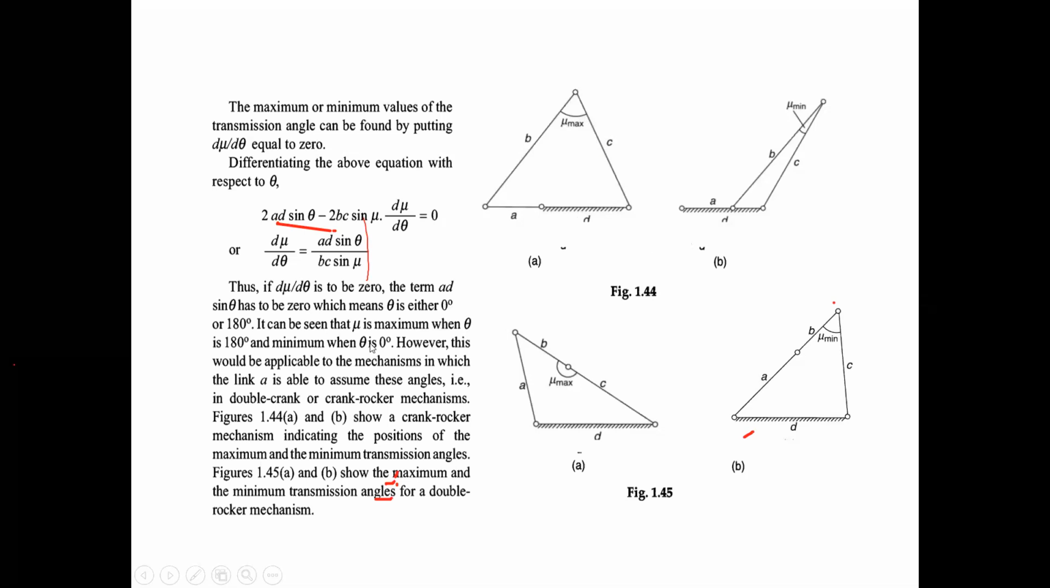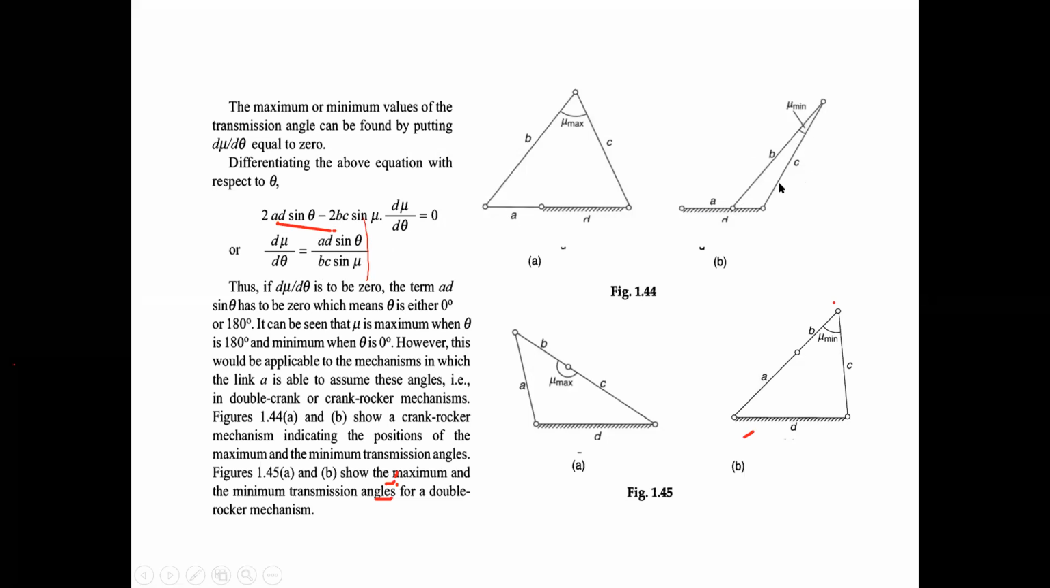Next, when theta is maximum, that means theta is going to be 180 degrees. Substituting 180 degrees in our equation, the link length A comes onto the link length D. Then the mu value is minimum.